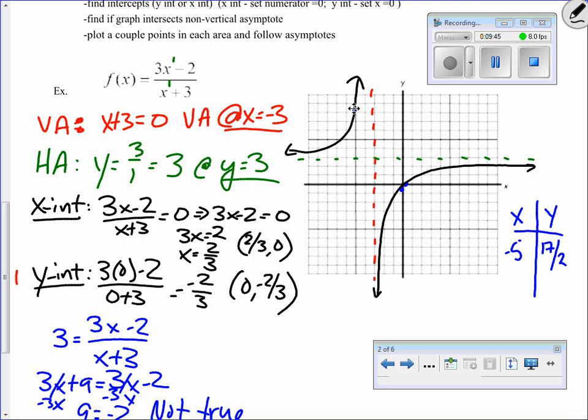And that's pretty much good enough for me. I just want to see that you guys are getting the shape. You have the right asymptotes, you have some nice points, your x and y intercepts, and you're seeing if your rational function is crossing your asymptotes at any place. Okay.